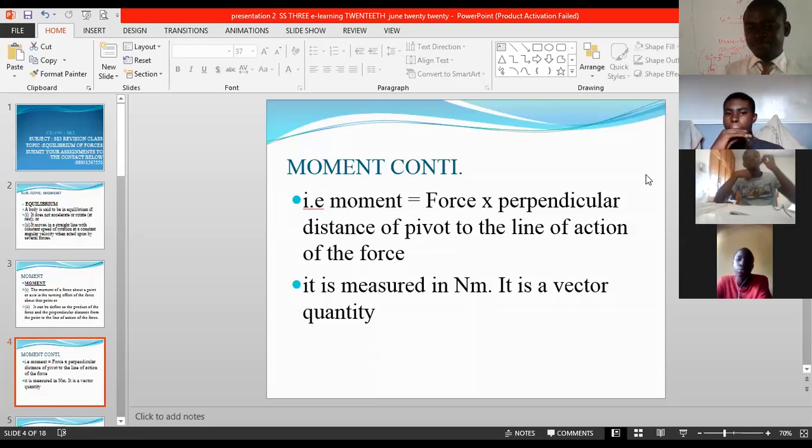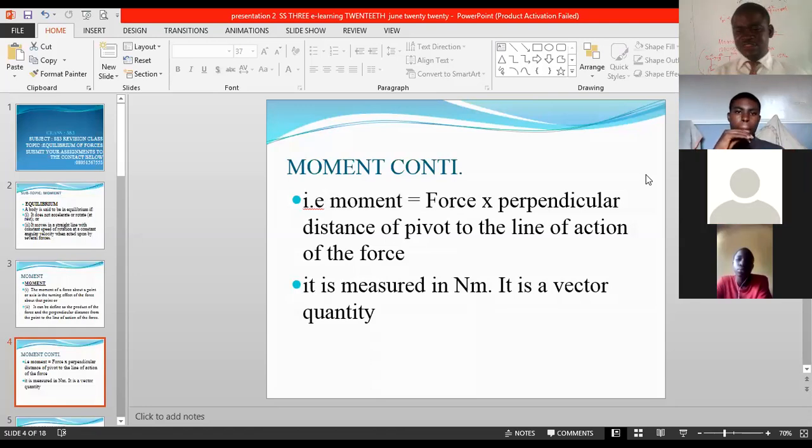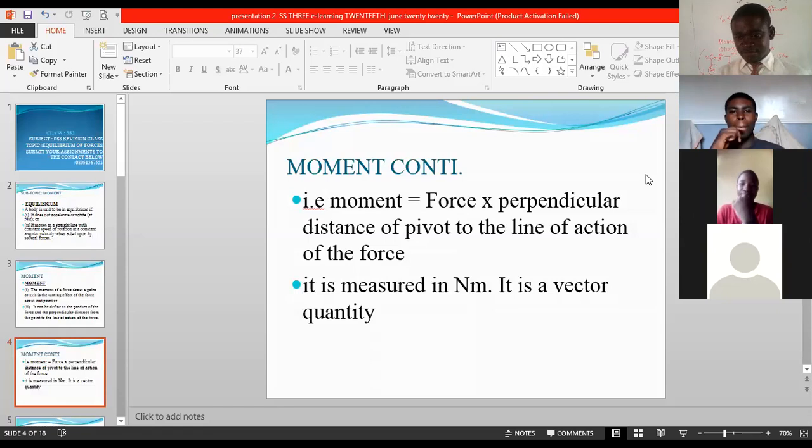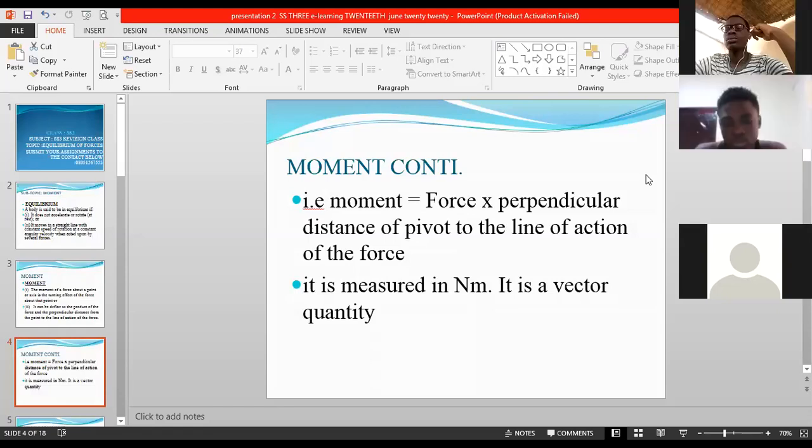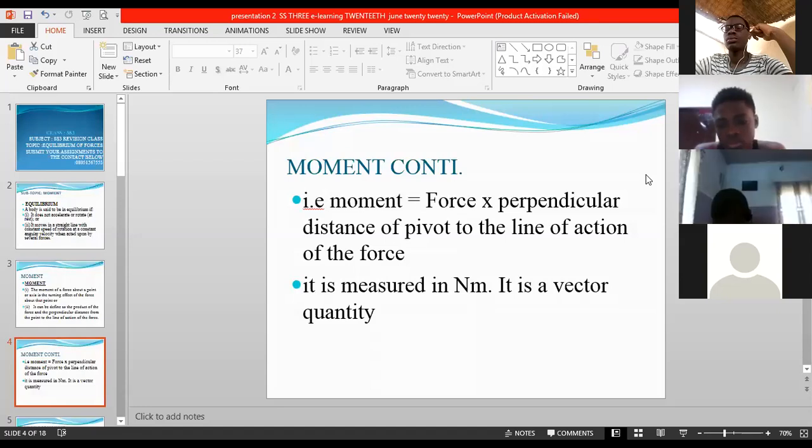Okay, Achem, 4 quantities that have the same unit as moment. Achem. Oya, Derek, 4 quantities that have the same unit as moment.